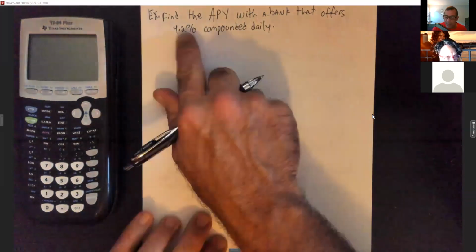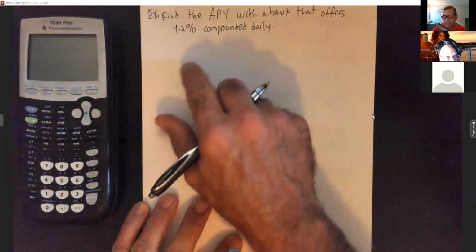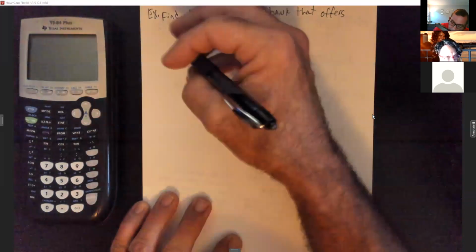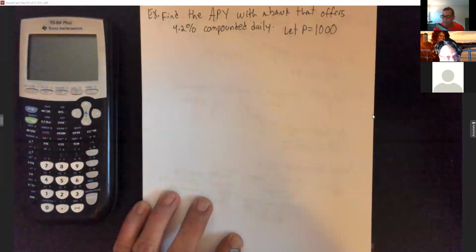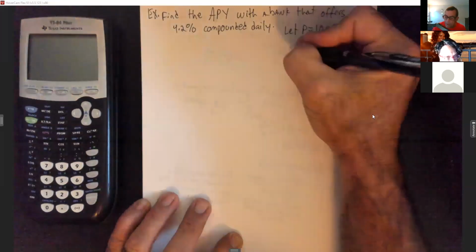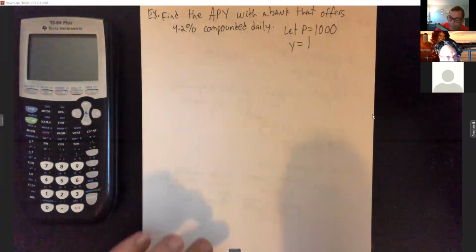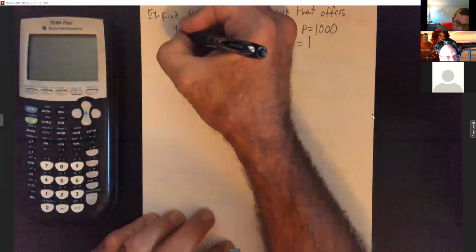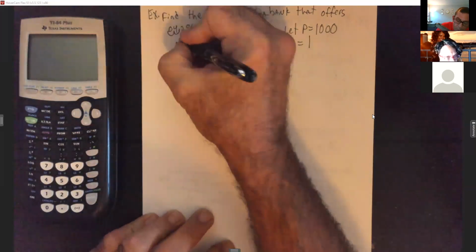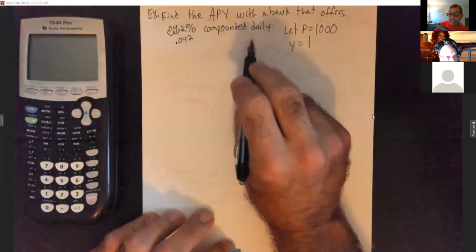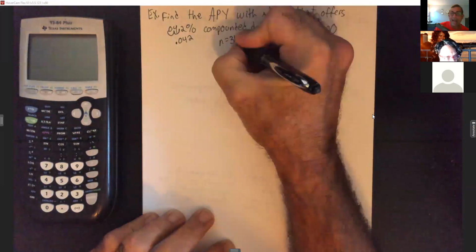Now, I will need to do some of these figures when I'm actually finding what it grew, okay? So I'm going to let my P equal 1,000. That's what I'm choosing. And Y for these problems is always going to be 1 year, okay? So here we go. 4.2%, we need to turn that into a decimal, moving it left twice. So that's going to be a 0.042 for my APR. Compounded daily means N is going to equal 365.